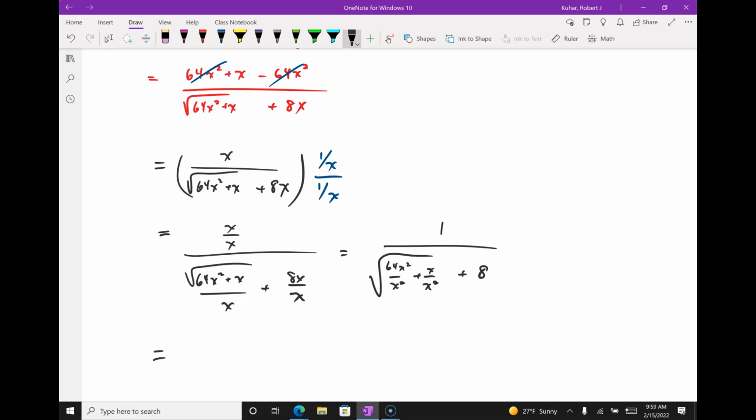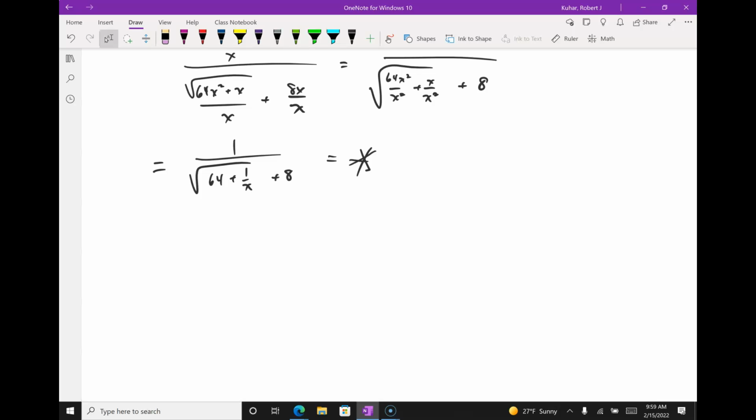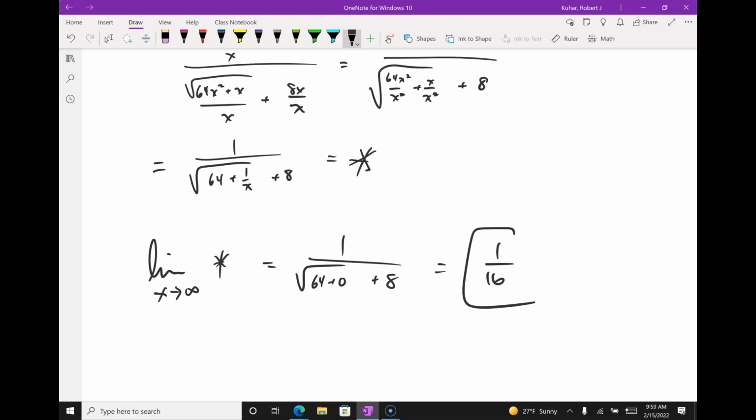So what do I finally get here? I get 1 over square root of 64 plus 1 over x, all plus 8, and now I'm ready to take my limit. So the limit, as x goes to infinity, of star is 1 over the square root of 64 plus 0, plus all plus 8, so 1 over 16.